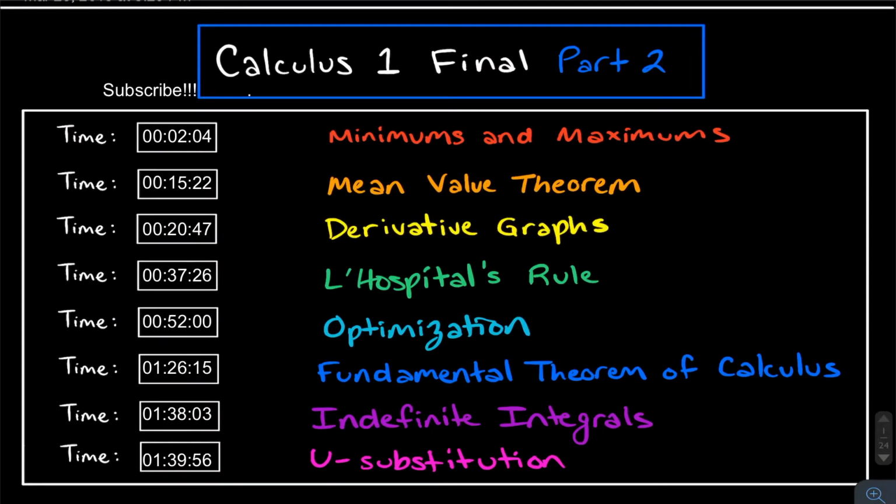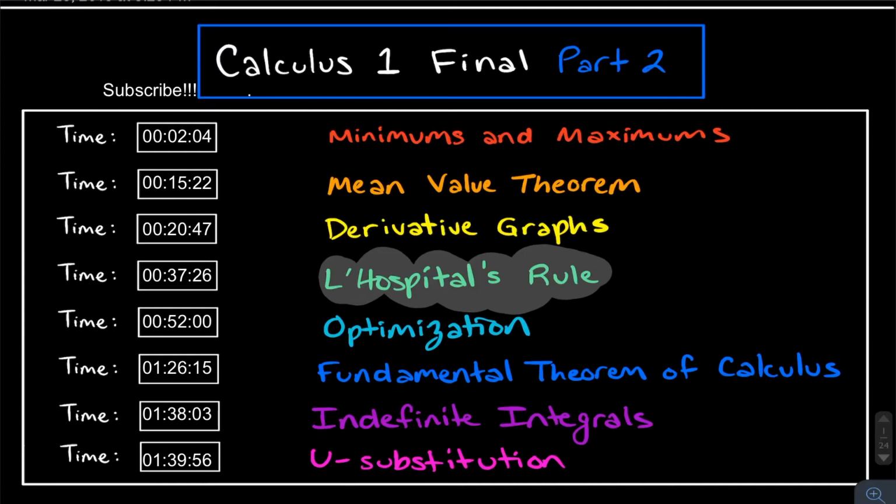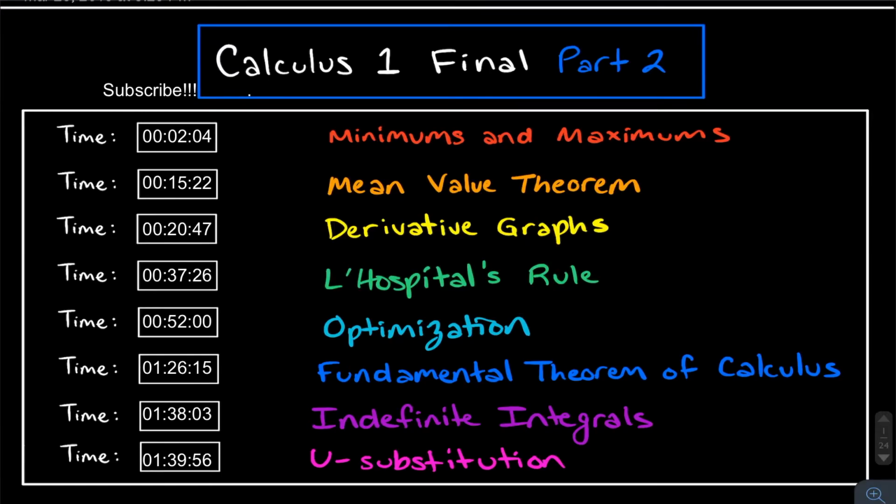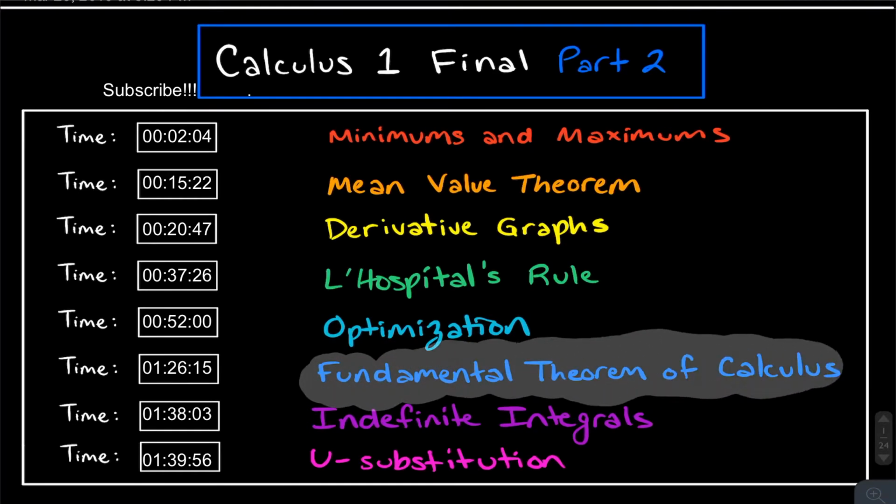Then going from there, we're going to talk about L'Hopital's rule, a nice way to evaluate limits that end in a 0 over 0 or infinity over infinity case when you plug in. We're going to be talking about optimization, which I think is the hardest part of Calculus 1 for most students. And then we're going to dive into some integration stuff. So we'll talk about the fundamental theorem of calculus. We'll talk about part 1 and part 2.